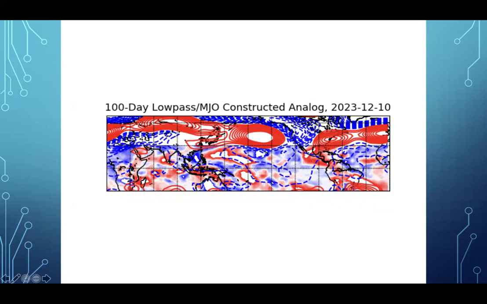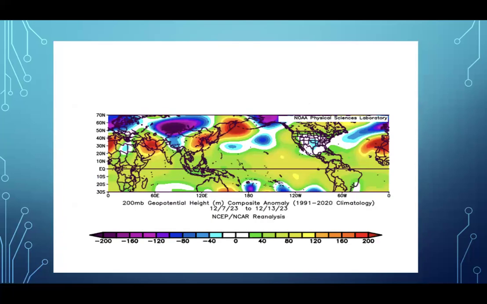And it's suggesting a pattern with a ridge in the eastern US and a trough. And we're looking at real time, no time lags here. So we just want to see how well it fits. And here is what was happening at the same time.